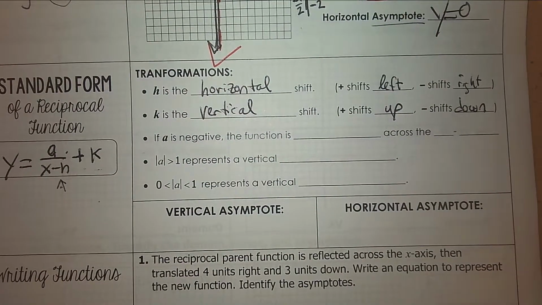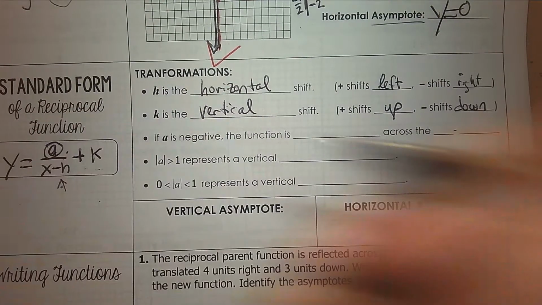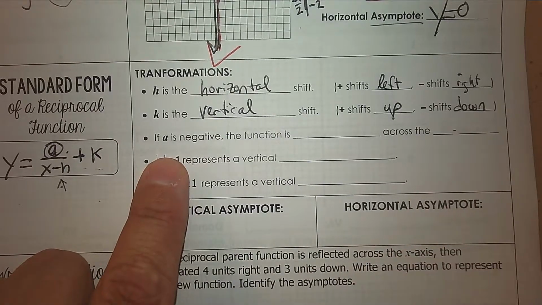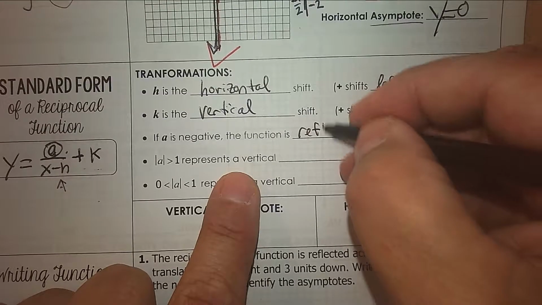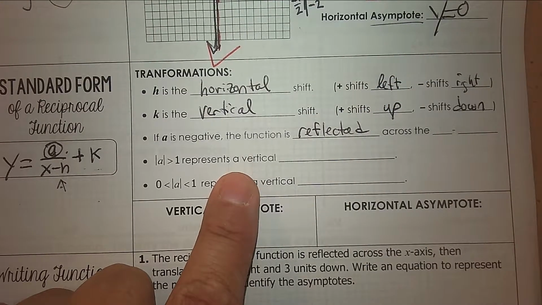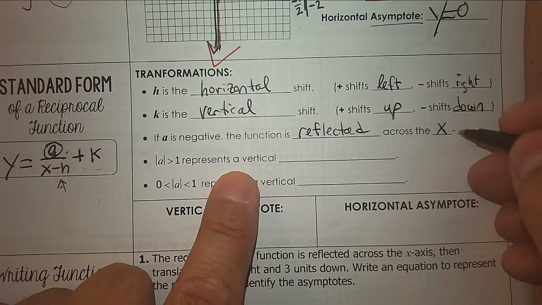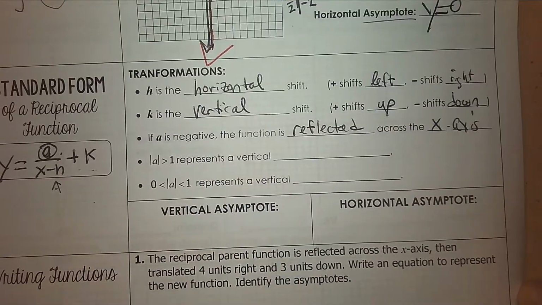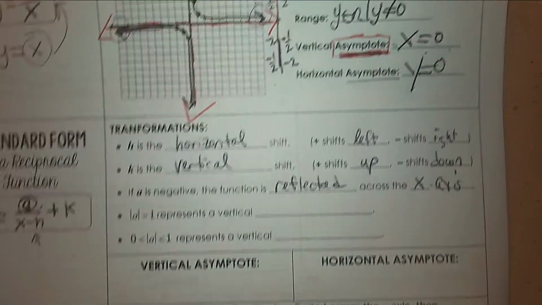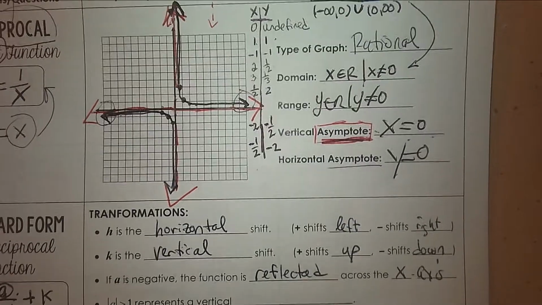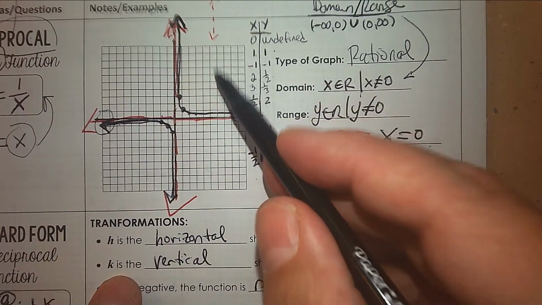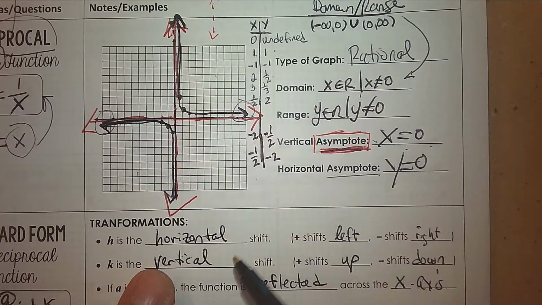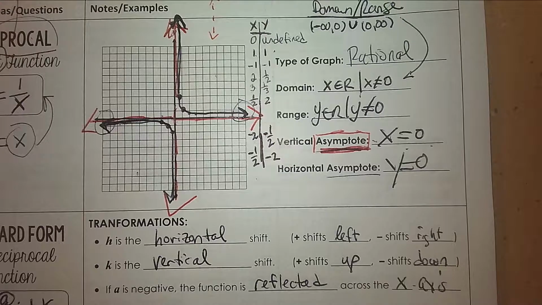Next, do you see a constant in the numerator? If it's negative, the function is reflected across the x-axis. So, in other words, if I said, what quadrants is the curve in for 1 over x? You say quadrant 1 and quadrant 3. If a was negative, when you reflect, it would now be in 2 and 4 rather than 1 and 3.